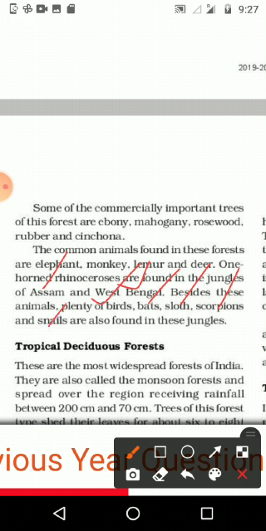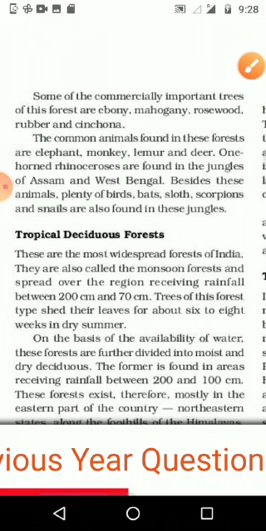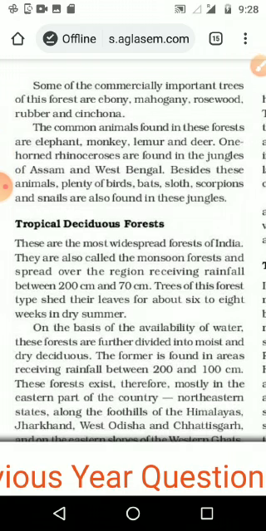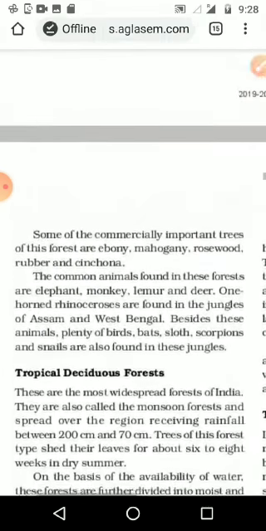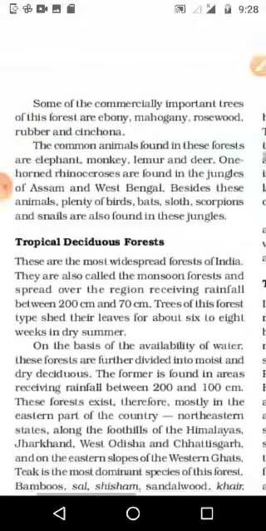Only very few names are given here. If there are thousands of species, only 3 to 4 examples are given, because if they list animals we have never seen, we can't understand. So very few examples are given. Those who are interested can search for what animals are particularly available in the rain forest or the evergreen forest. Then you can understand all these things.